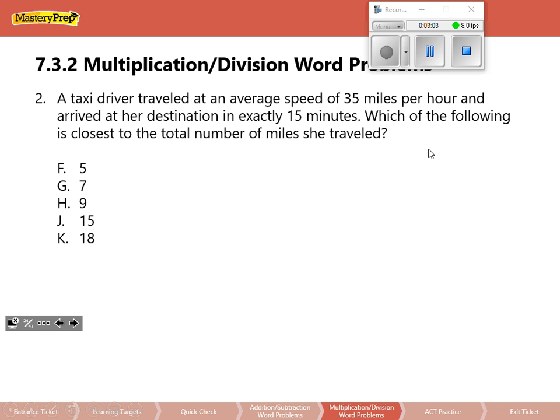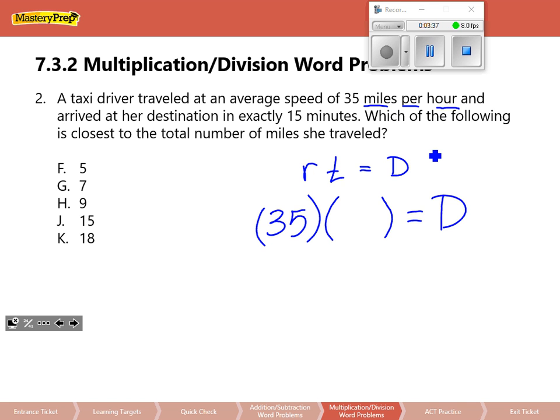A taxi driver traveled at an average speed of 35 miles per hour and arrived at her destination in exactly 15 minutes. Which of the following is closest to the total number of miles she traveled? So, again, rate times time is equal to, now the rate they gave us was 35. And this is in what? Miles per. And what was the time that they gave us? 15 what?